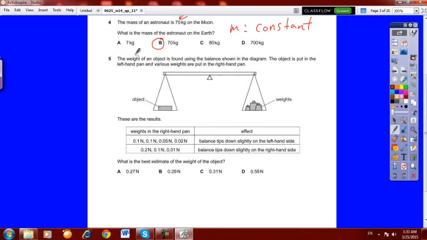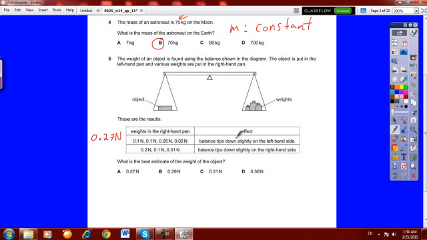Number 5. The weight of an object is found using the balance shown in the diagram. The object is put in the left hand pan and various weights are put in the right hand pan. These are the results. What's the best estimate of the weight of the object? Putting a total weight of 0.1 plus 0.1 plus 0.5 plus 0.2 newtons, which is equal to 0.27 newtons as total weight.